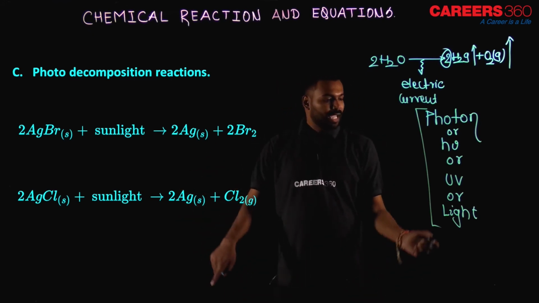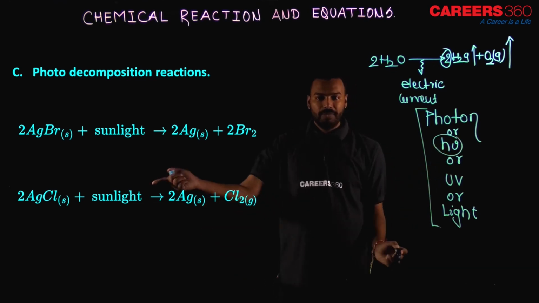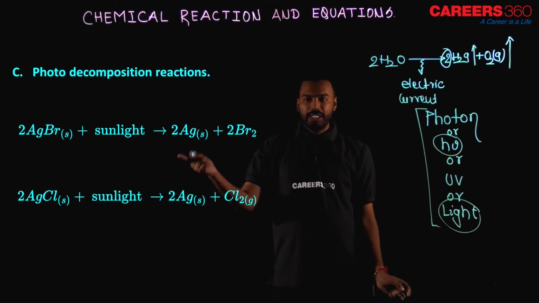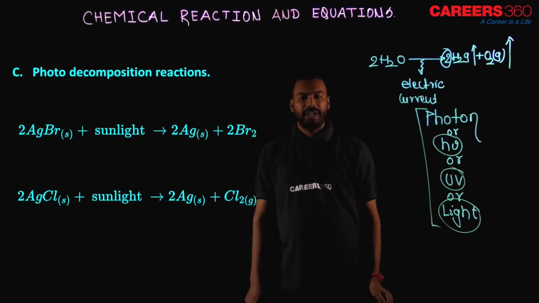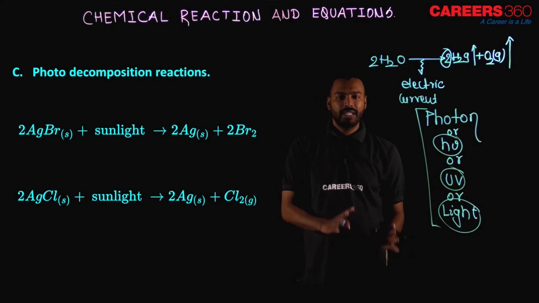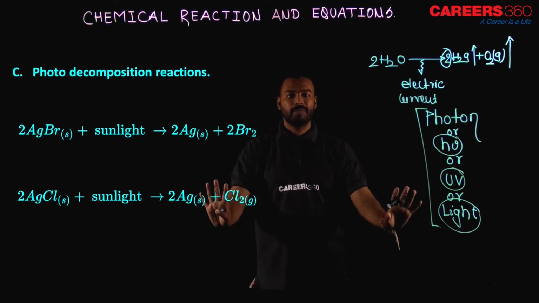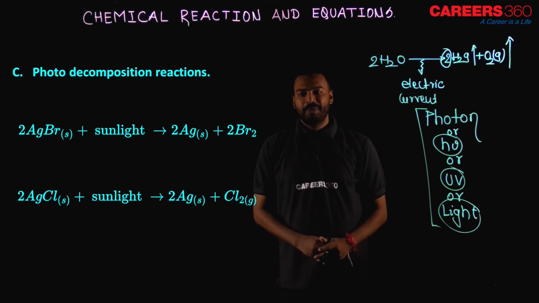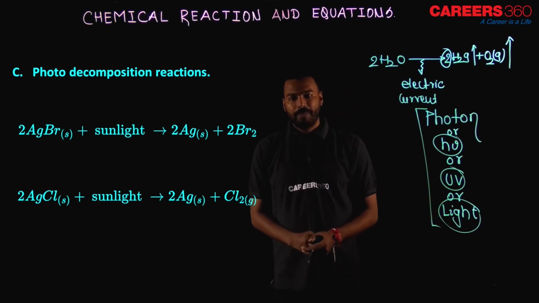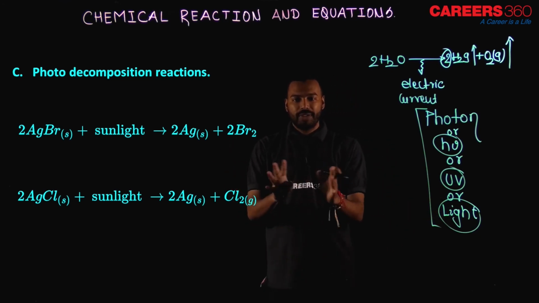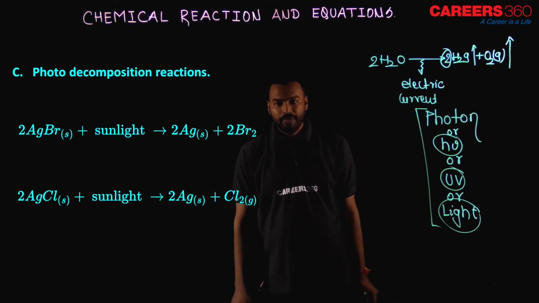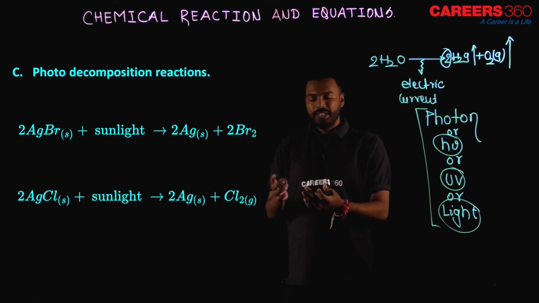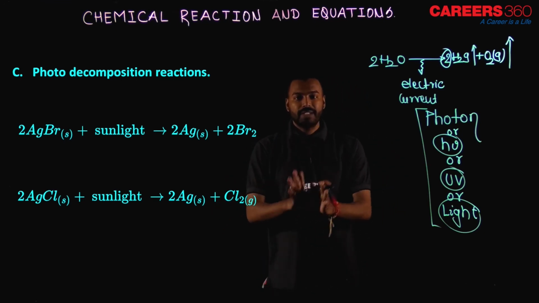So AgBr plus h nu they can write, or AgBr plus sunlight, or AgBr plus photon, or AgBr plus UV. Anyone they can write. All have same meaning, same work, same product, same answer. So AgBr in presence of sunlight, then what happens? Silver and bromine will decompose, Ag will separate and Br will separate. Then AgCl in presence of sunlight will convert into Ag and Cl2. Simply it breaks, it decomposes, that's it.